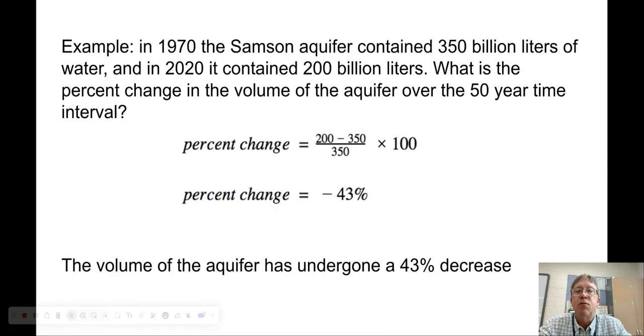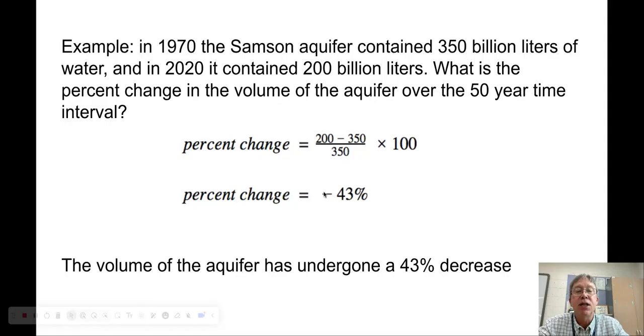Here's an example. In 1970, the Samson Aquifer contained 350 billion liters of water. And then in 2020, we checked again, and we found it only had 200 billion liters of water. So we want to know what the percent change is over that 50-year time interval. Percent change is equal to final minus initial over initial times 100%. So we have 200, which is our final, minus 350, which was our initial, divided by 350, which was our initial, times 100%.